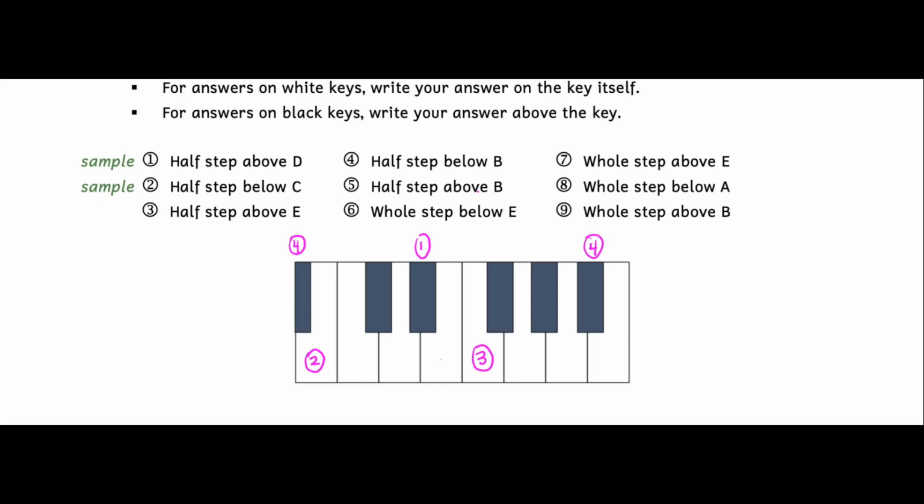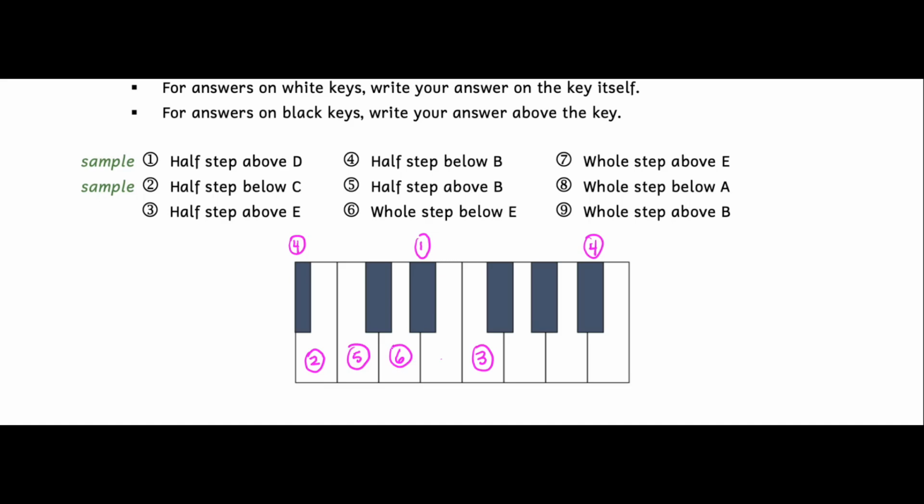Number 5, a half step above B. So here's B, and a half step above is 5. Number 6, a whole step below E. Now a whole step is made of 2 half steps. Here's E, and if we go down a half step and down a half step, that becomes a whole step below E. So I'm going to put 6 here.